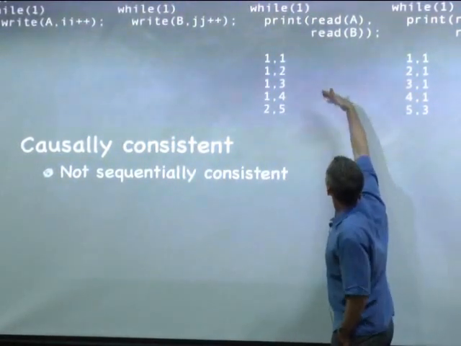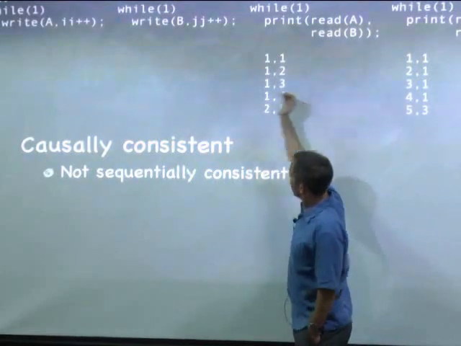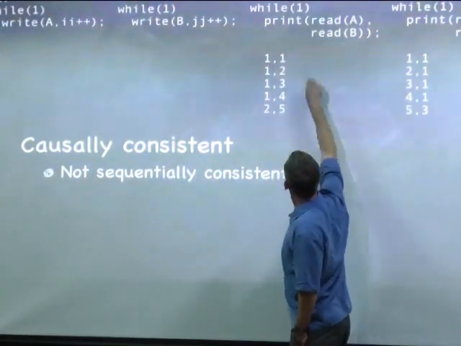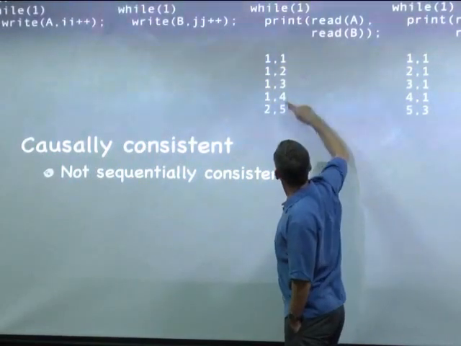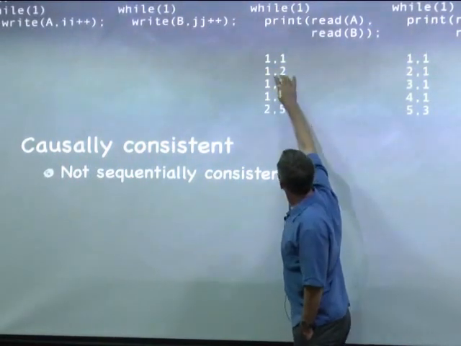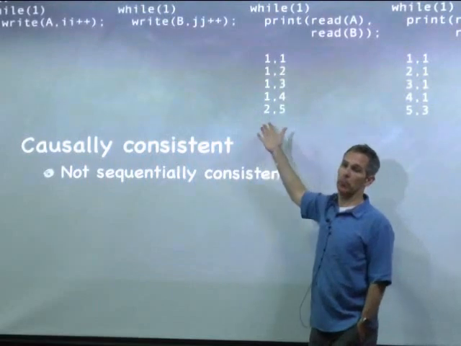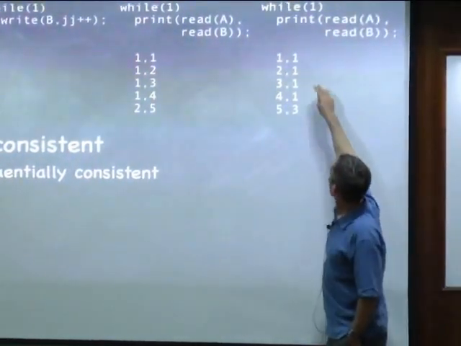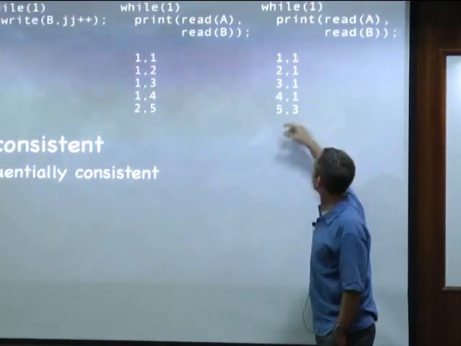So in this case, maybe process 3 has a fast connection to B, but a slow connection to A, and so it sees B being incremented rapidly, but sees A being incremented more slowly. And that's a legal thing that could happen here. And similarly, process 4 might have a fast connection to A, but a slow connection to B.